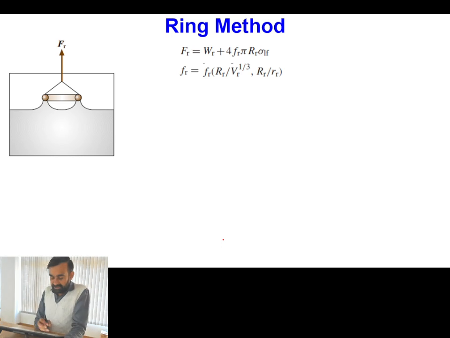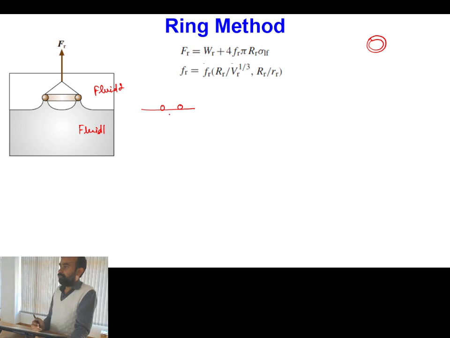Okay, so typically in the ring method, what is done? A circular ring is considered, and that circular ring is placed on the interface between the two fluids for which we have to measure the surface tension. So here you can see this is fluid 1, this is fluid 2. Typically in the initial configuration, the interface will be flat, and on that flat interface we place the circular ring, and from the front cross-sectional plane this will look something like this.